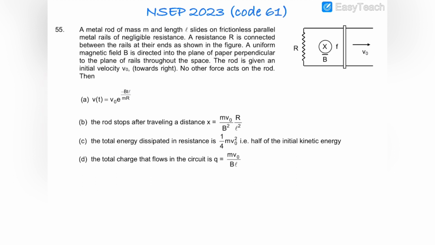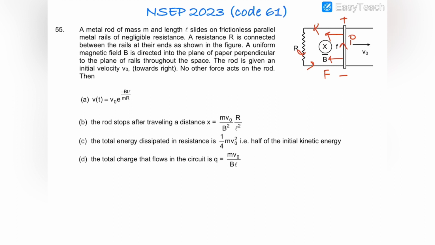So first of all, let us see that this rod will be, let us draw this one, a magnetic force will be acting on this rod in the backward direction, because due to the motion of the rod, EMF is generated in the rod and the current would be flowing like that.